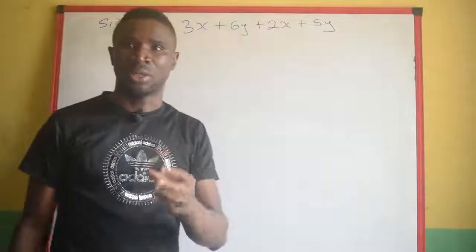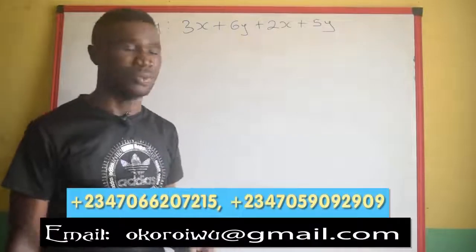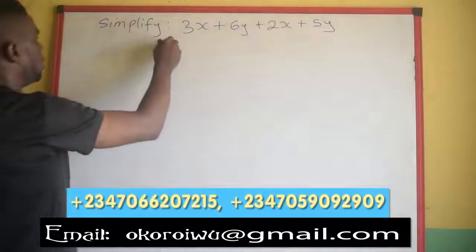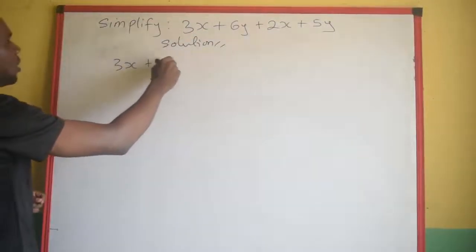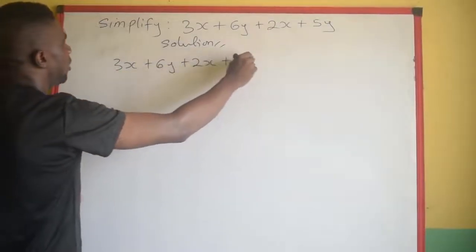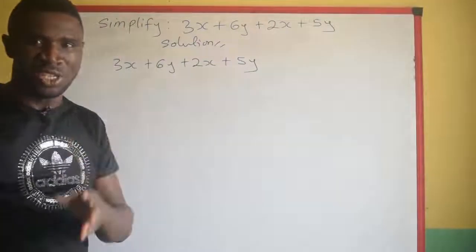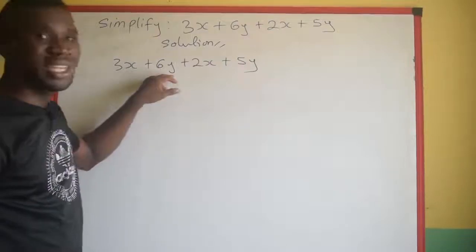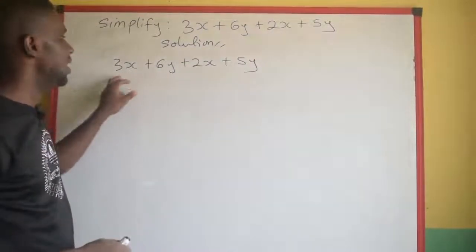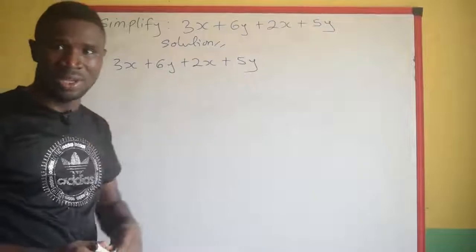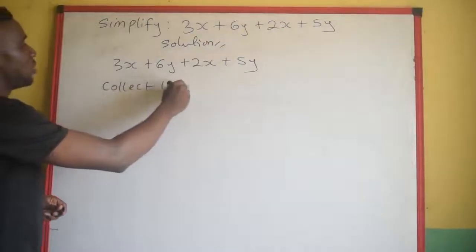If you are given this question to handle, the way you approach an algebraic equation is quite different from the way you approach an algebraic expression. Now, if we are to handle this, we just write solution, and bring down the question. We have 3x plus 6y plus 2x plus 5y. When you look at this question, it's not organized at all. What makes it not organized is, look at x here. In between the x's, we have y, and after y, we have x. So how do we make sure that after seeing x, the next thing we see is another x instead of this 6y?